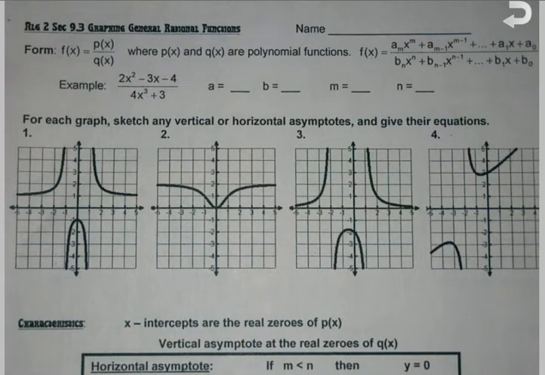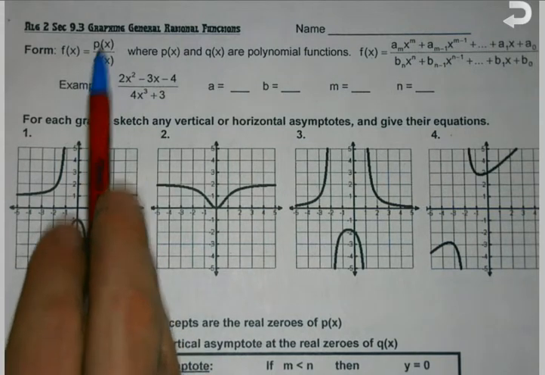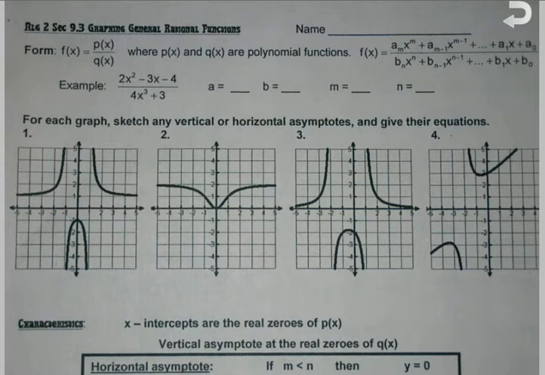Good afternoon. Today we are going to be taking a look at section 9.3 in Algebra 2, Graphing General Rational Functions. We're going to be extending a little bit from what we were doing in 9.2 with some changes in our graphs. So, similar to what we saw last time, our form is not changed. P of x and Q of x are still going to be polynomial functions.